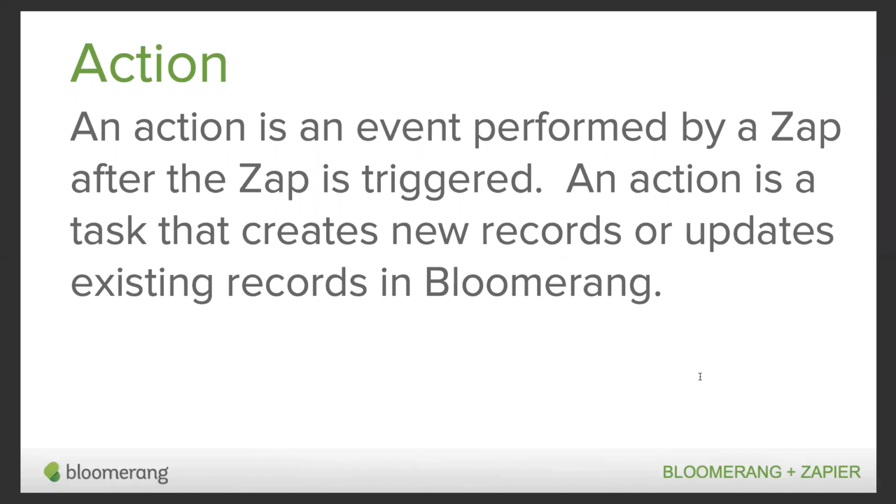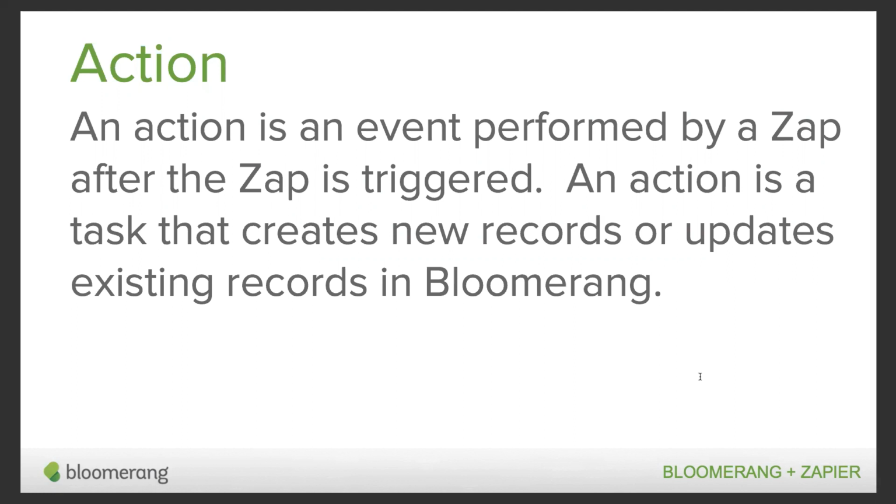The Bloomerang Zapier app also includes 4 actions. So an action is an event a Zap performs after it's triggered. So an action effectively is a task. You can think of an action a little bit like this. If you were to complete the steps of a Zap manually, let's say enter a donation in Bloomerang, each step in the Zap is taking that task off your plate. So Zapier is automating the process by completing those manual steps in an automated way. Each task is an action completed by Zapier.